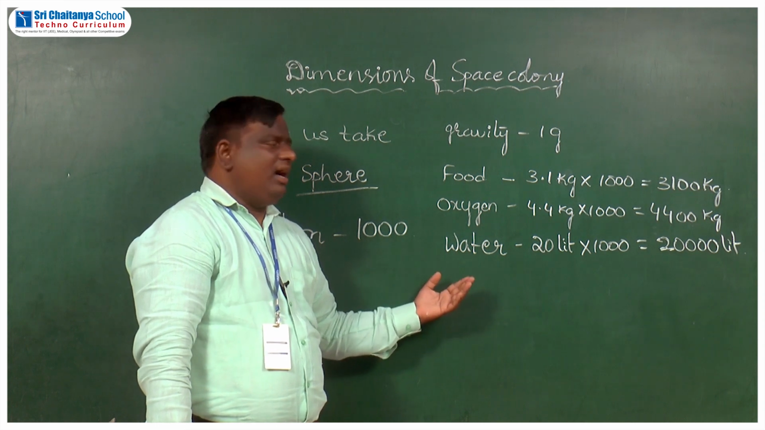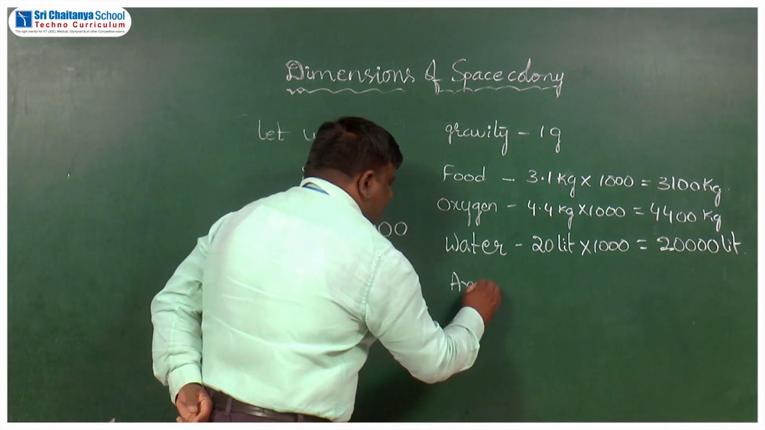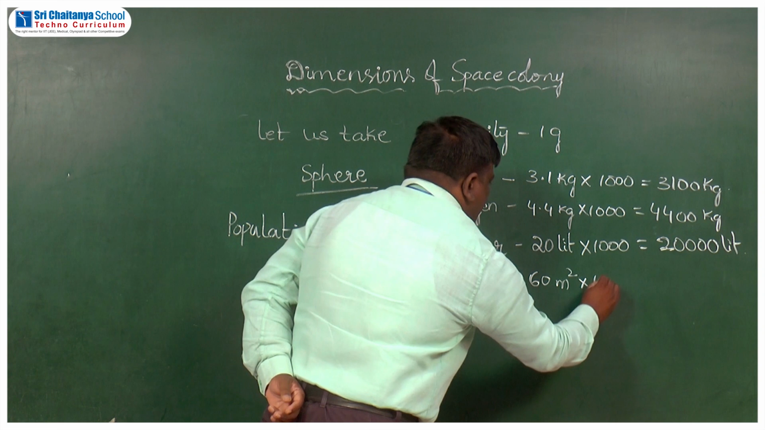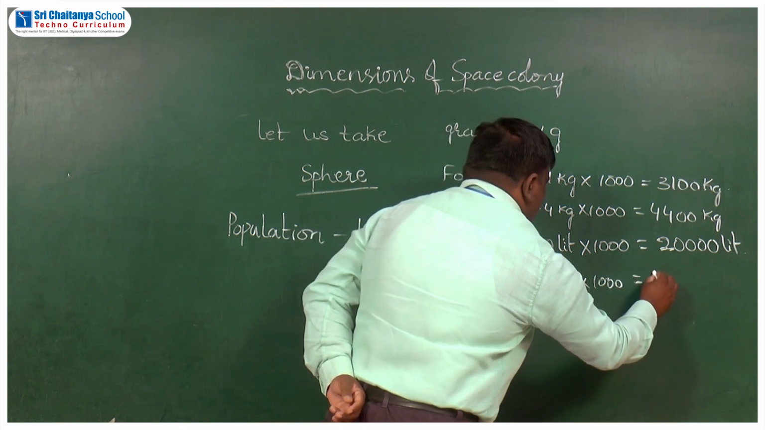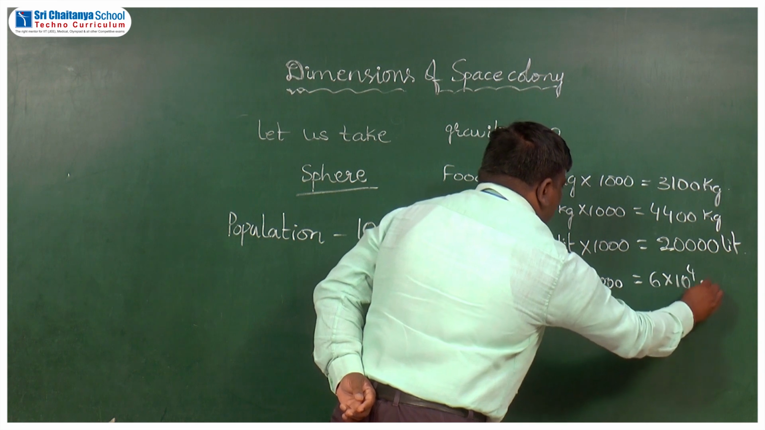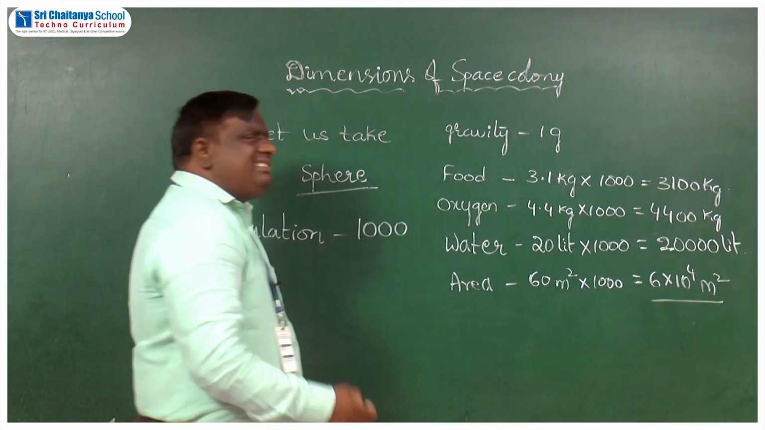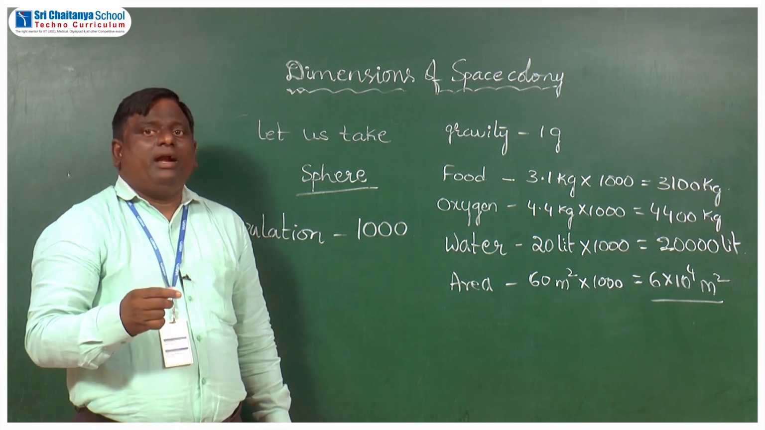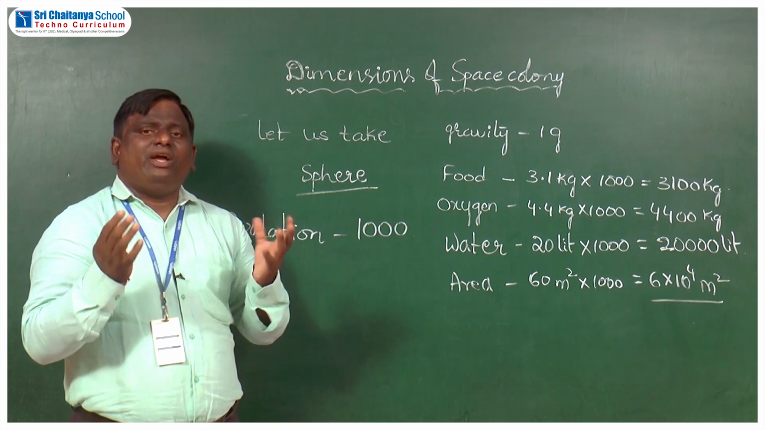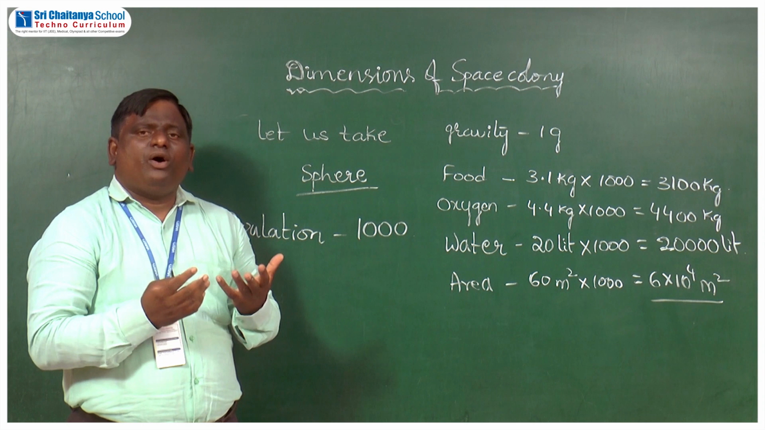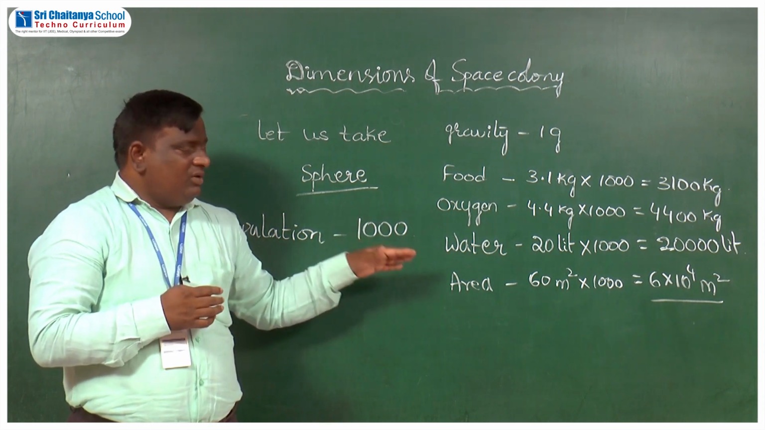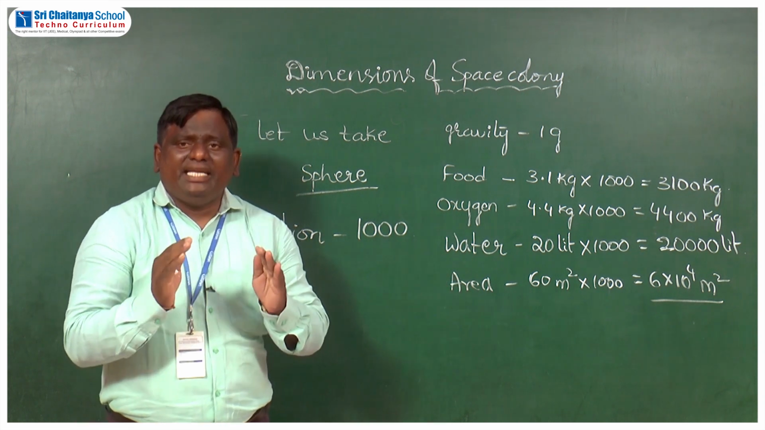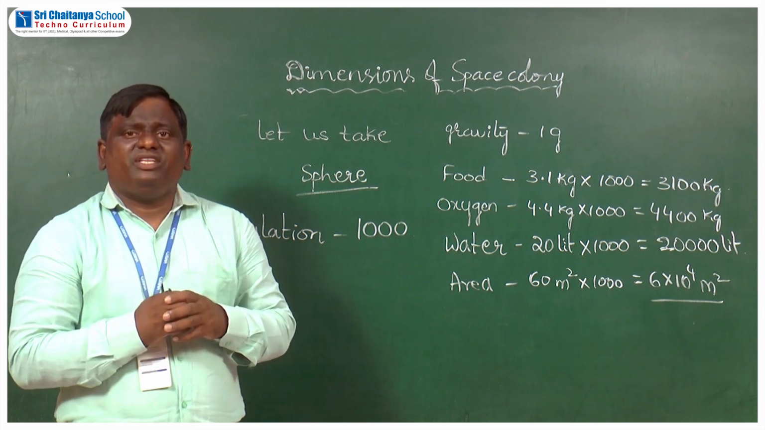But when it comes to area, the area required will be 60 meters square into 1000. How much is it? 6 into 10 power 4 meter square. So this is the general area required for the population for living. But we cannot use the entire surface area of the space colony for one purpose. So the area for living should be 30 or 40% of the total area.